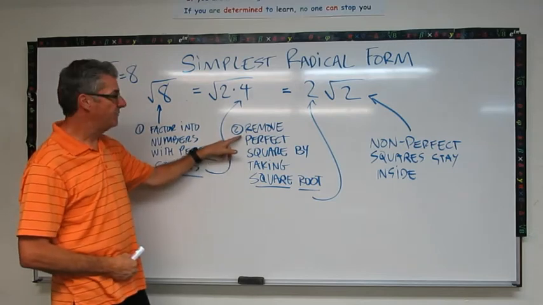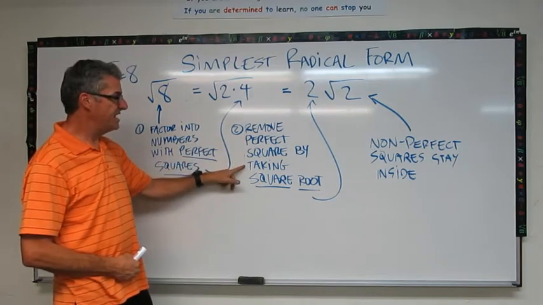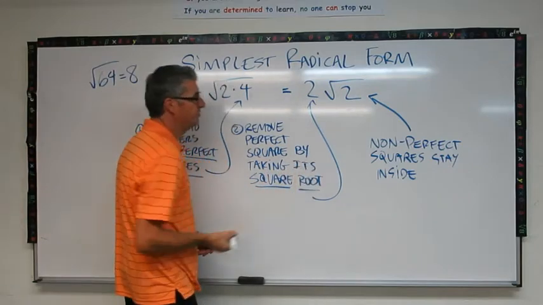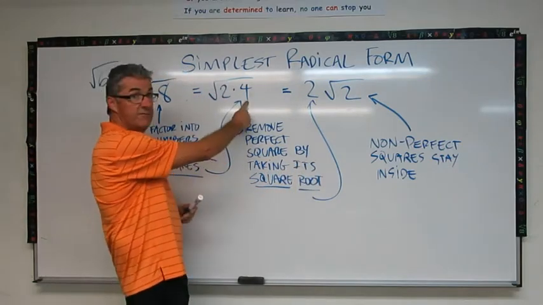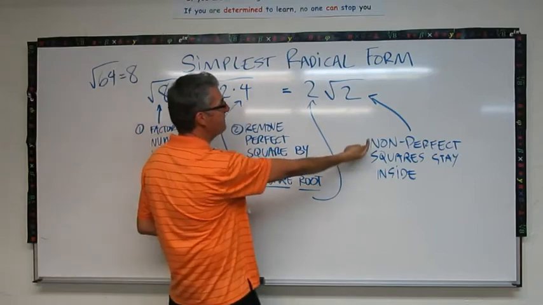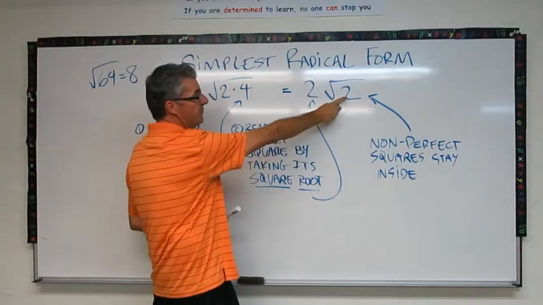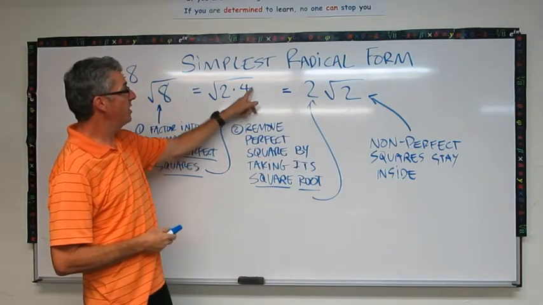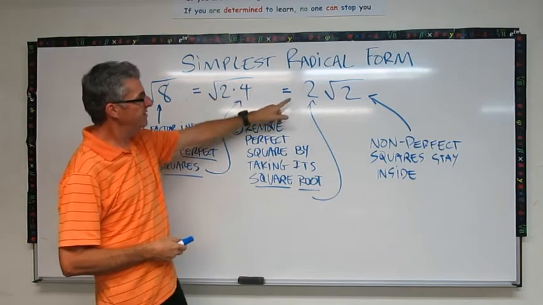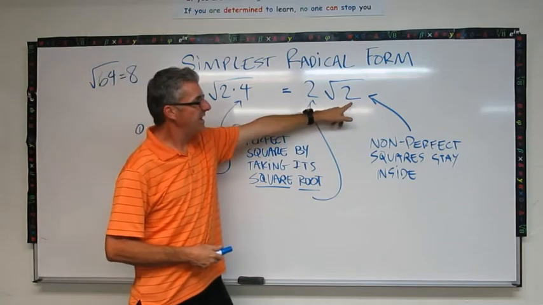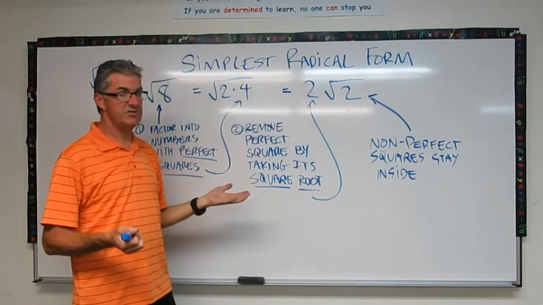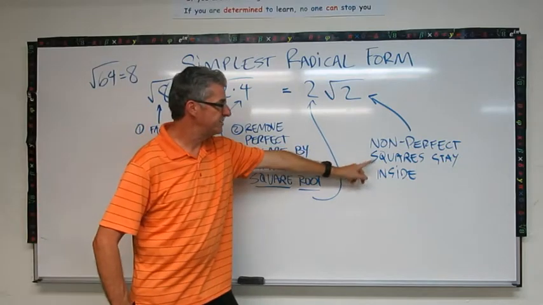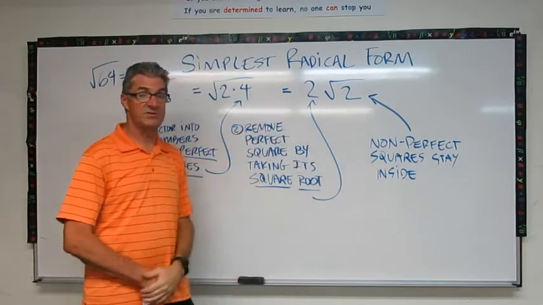Now, step 2, I can remove the perfect square by taking its square root. So the square root of 4 is 2. That comes out of the root sign and leaves the 2 in there. So what happened was this 4 came out and went to the front, right there, and we left the 2 in there. 2 is not a perfect square, doesn't have an integer square root. So non-perfect squares stay inside the root sign.